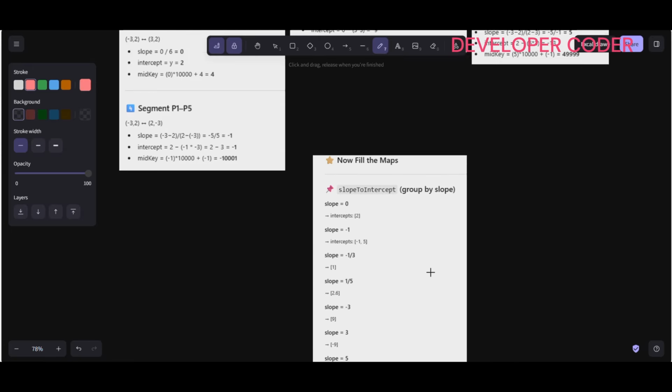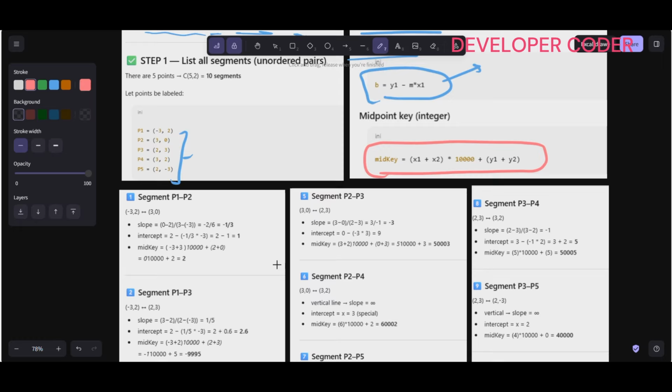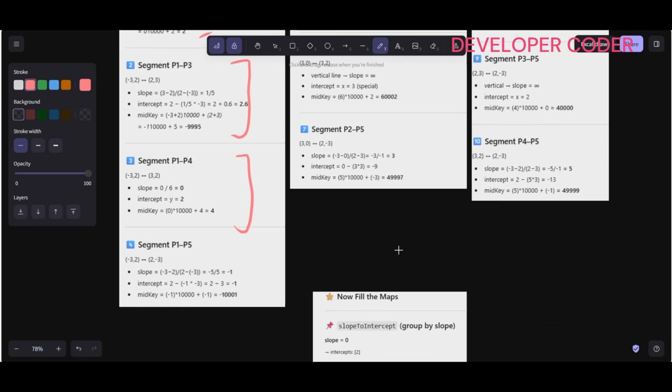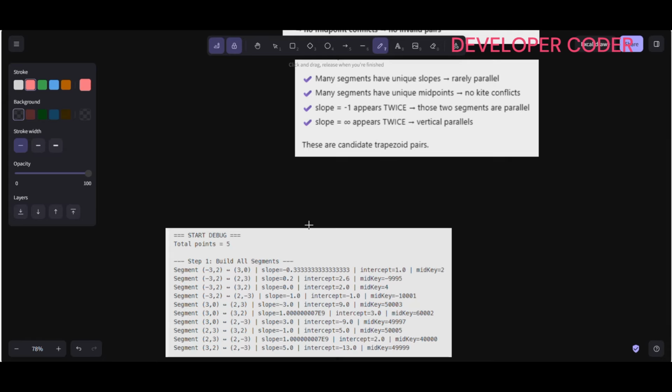Let's come back. Okay, and for the midpoint key I'm going to use this formula, right? So for all these segments now I will use this formula. I will calculate the slope, the intercept, and the mid key for all these points, one by one. So just go over this example: p1, p3, p1, p4, p1, p5. You can also check all this. There may be some mistake in this, but I don't think there will be any mistake. Just check whether you get the same vertical intercept and mid key, whether you get the same values. I am expecting this to be correct only. Here you can just compare with this.